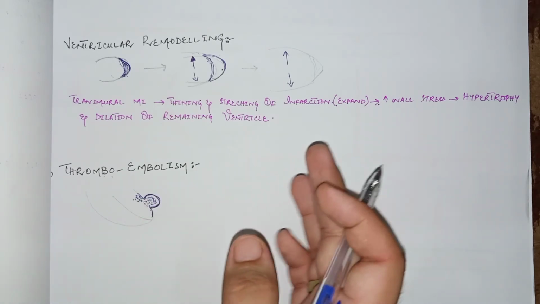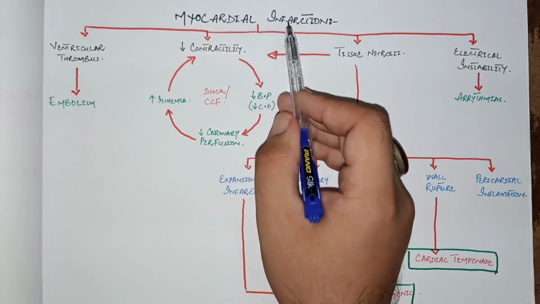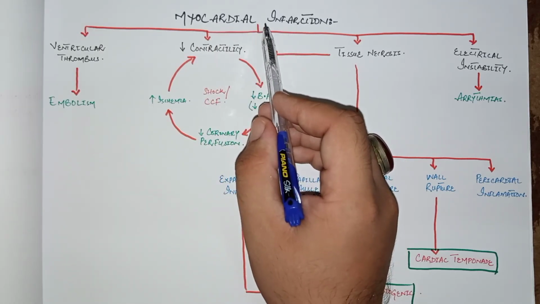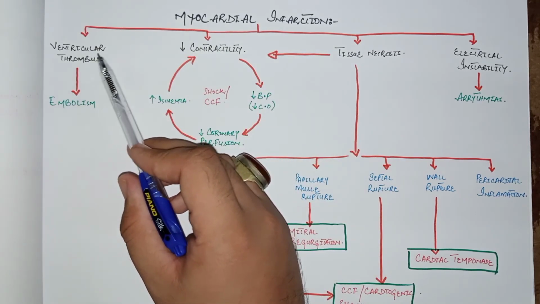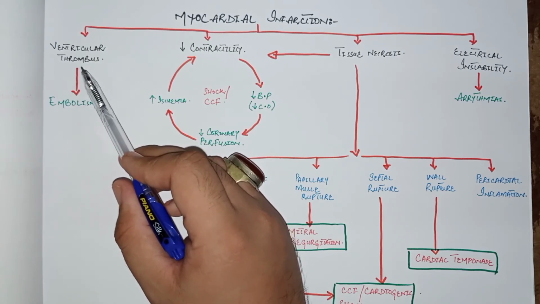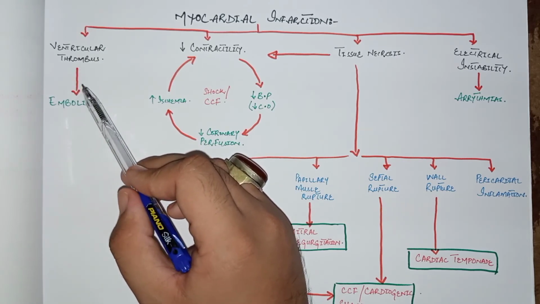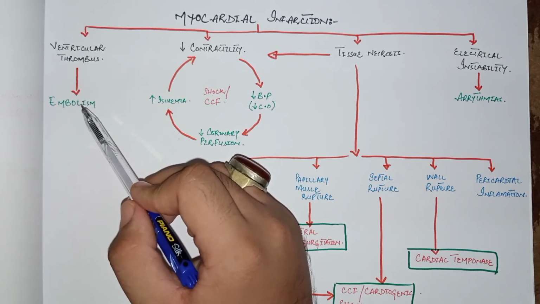Now, in the last slide, we summarize the complications of myocardial infarction or myocardial necrosis. Due to necrosis, there is less motility or less contractility, and there are more chances of ventricular thrombi formation, which are called mural thrombi. And when these thrombi move into the circulation, they become emboli and cause a stroke or limb ischemia.